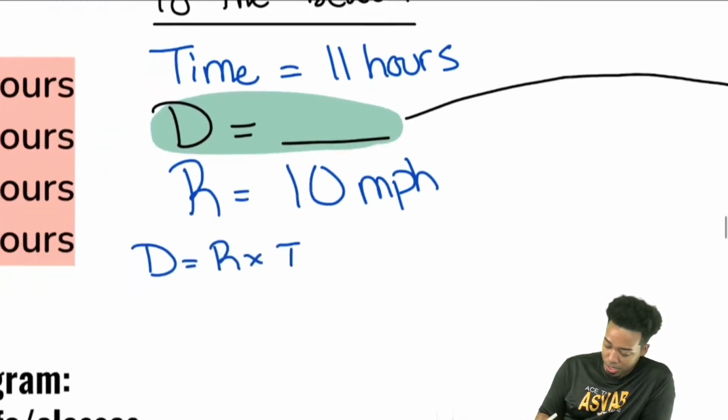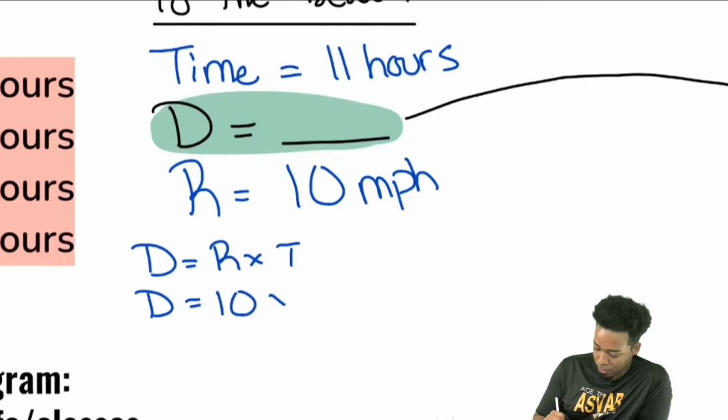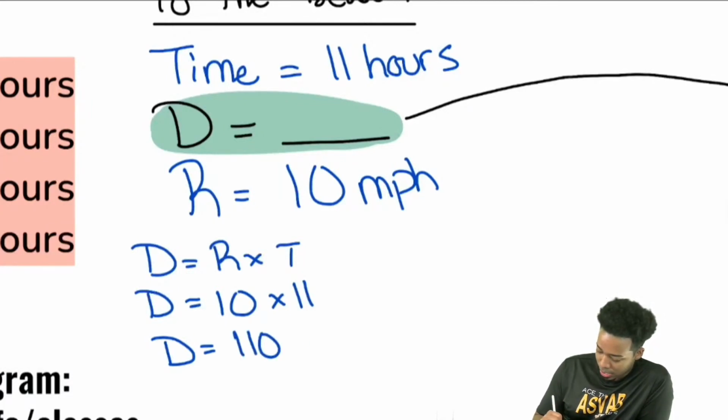Everybody, what am I plugging in for the rate and the time for this side here, to the beach? What number am I plugging in for the rate? 10. Great. And for the time, I'm plugging in what? 11. Sounds great. Everybody, 10 times 11 gives us what? 110. And 110 miles is that distance.